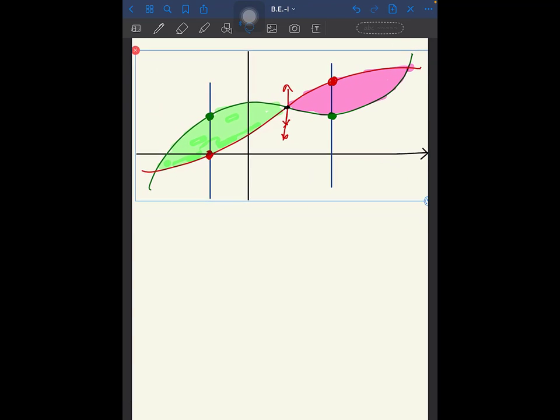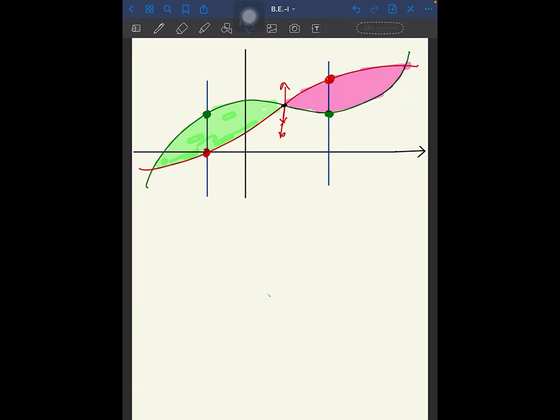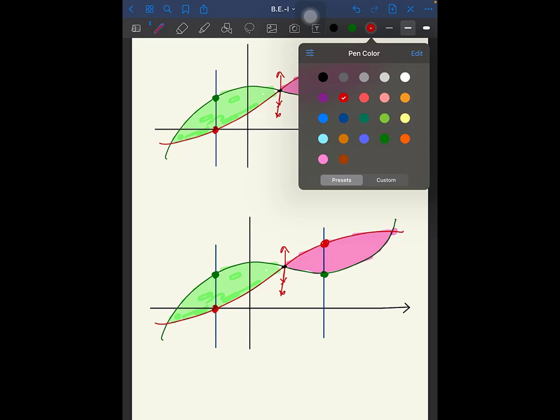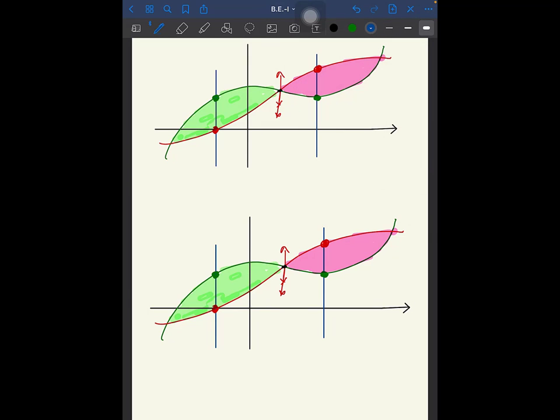So I'm considering 2 scenarios. Let's say you take the limits from here, let's mark the limit, from here to here. Okay, so this is your x is equal to a, and this is your x is equal to b.